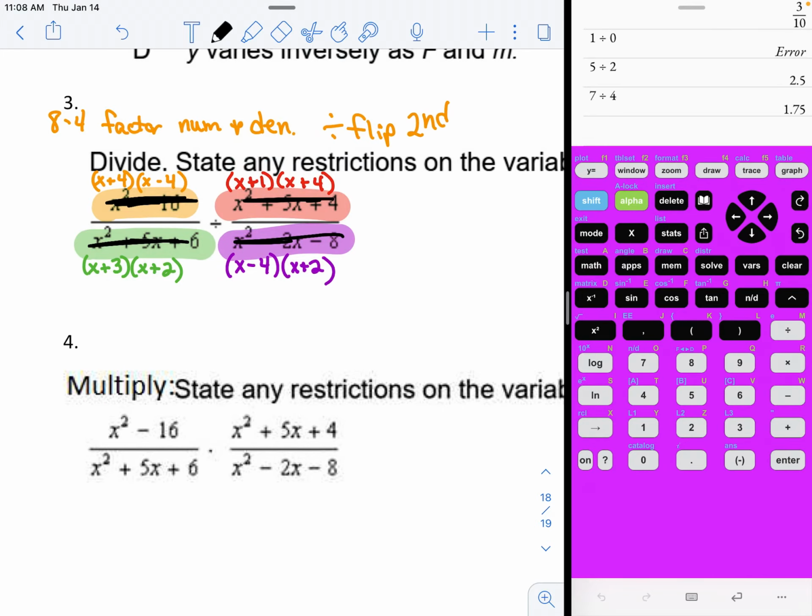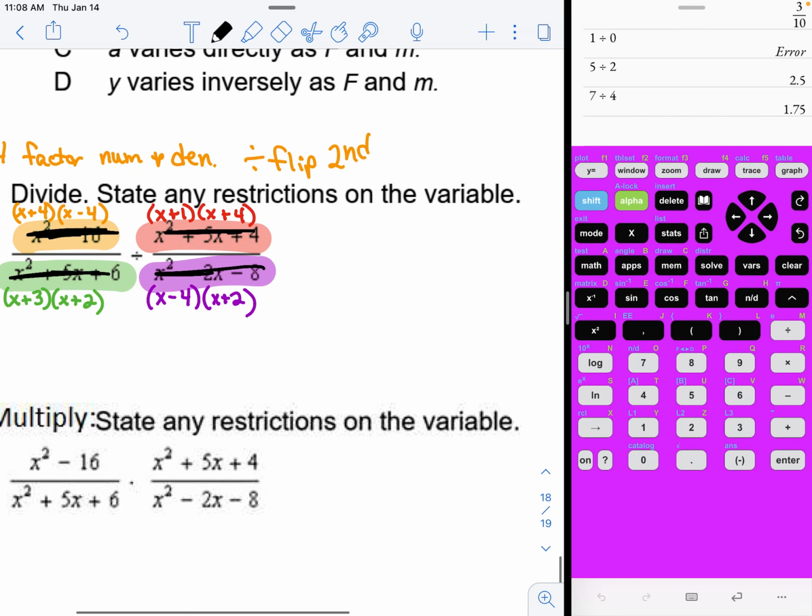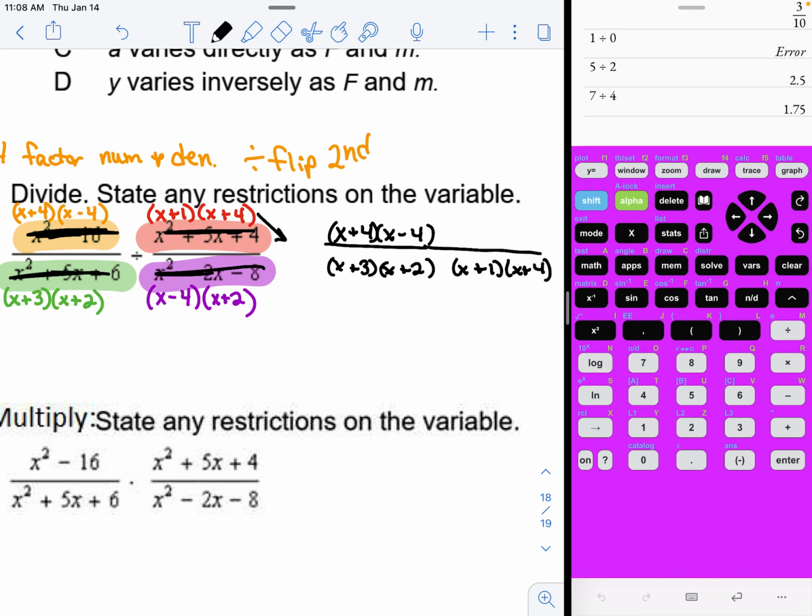I'm going to rewrite my problem because I think it's getting very messy. So I'm going to do x plus 4, x minus 4 from the first fraction, x plus 3, x plus 2. I'm just going to extend my fraction bar. I'm going to put the red on the bottom. This goes down. X plus 1, x plus 4. I'm going to put the purple on the top. X minus 4, x plus 2.